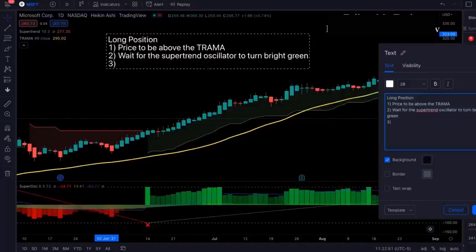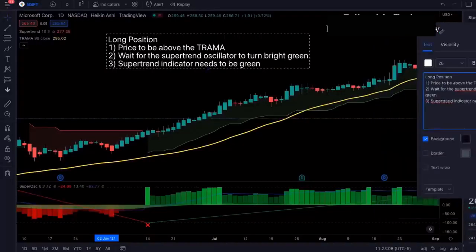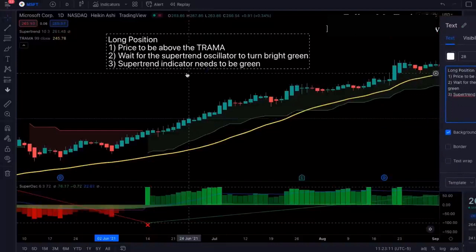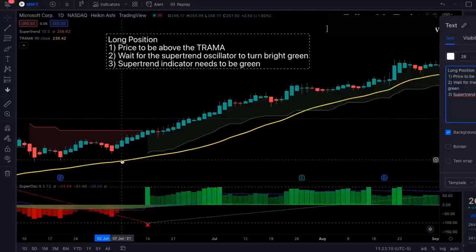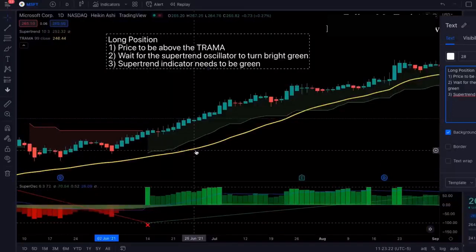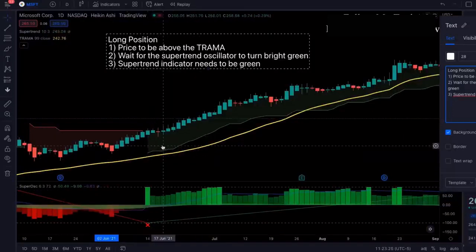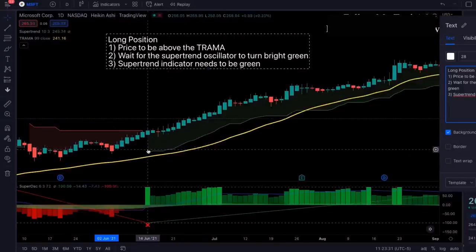The third rule is the regular super trend indicator right here. That needs to be green at that time. These are your 3 rules for going into a long position. So a bright green candle right here is going to be the buy signal. The price has to be above the TRAMA, the moving average. And the regular super trend indicator needs to be green.